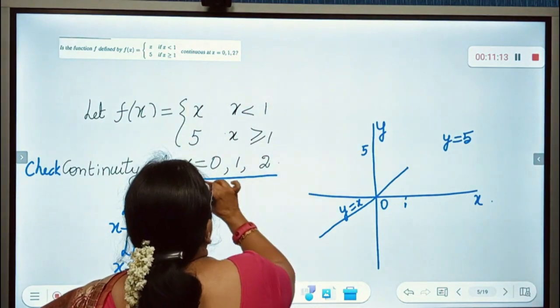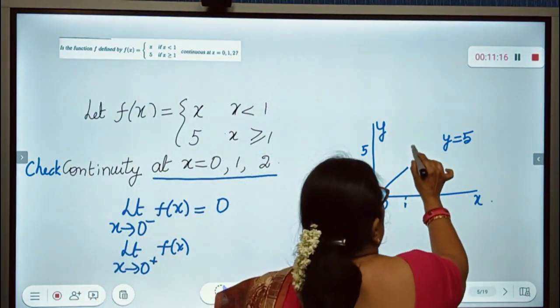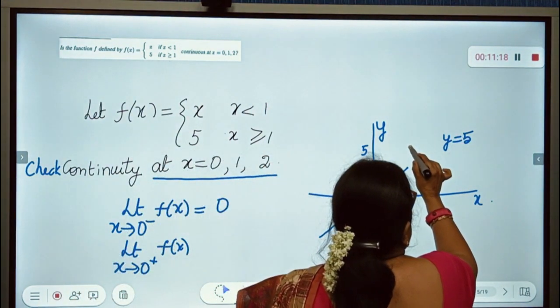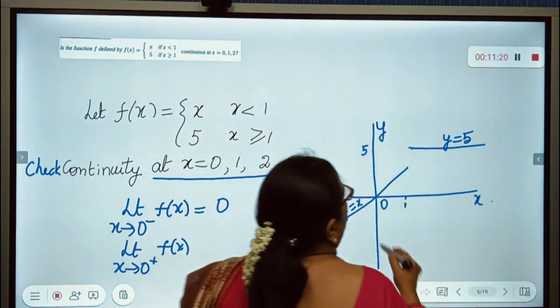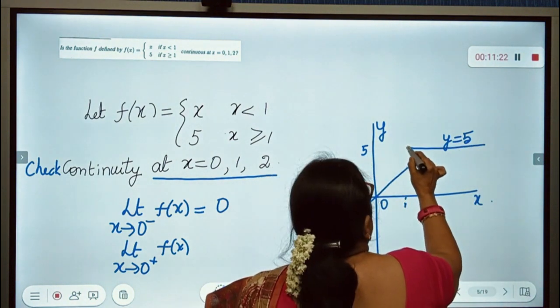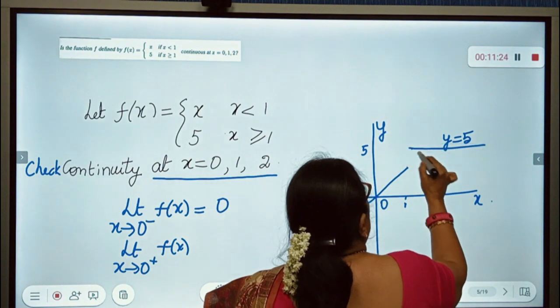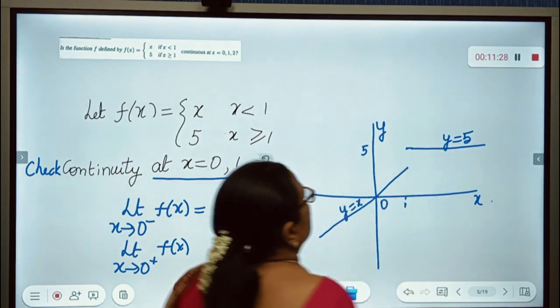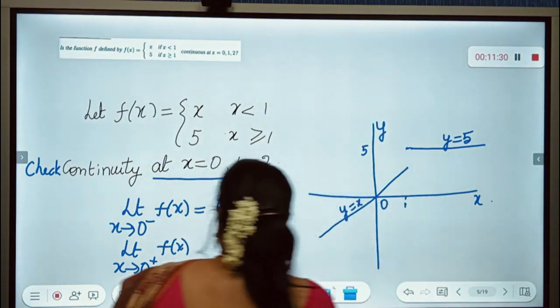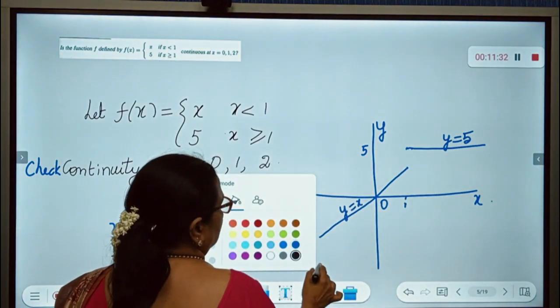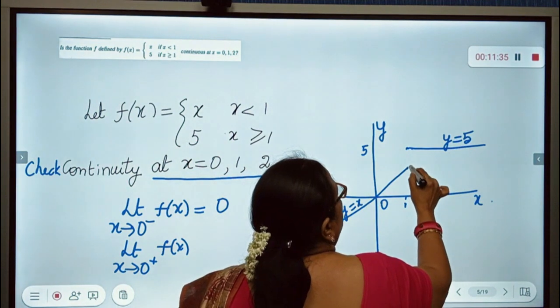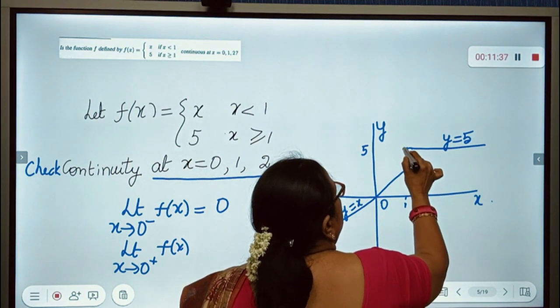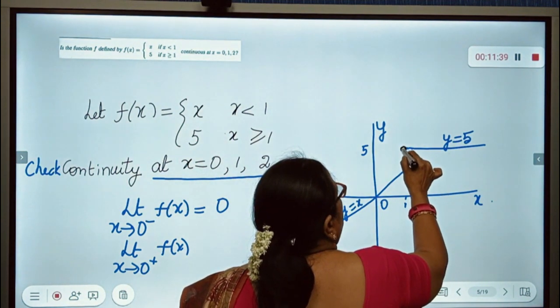Y equal to 5 only for x greater than or equal to 1. So after this, this is 5. Okay, so at 1 it is 5, so there is a closed circle. Here it is an open circle. It's an open circle here. It's a closed circle here.